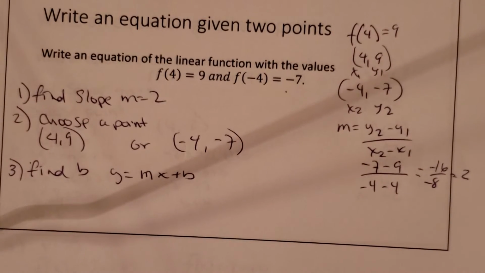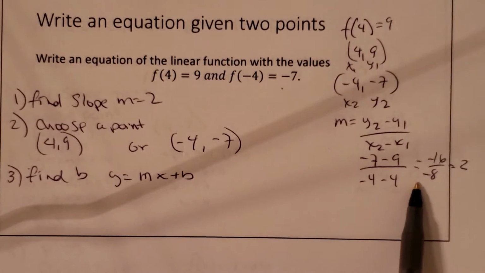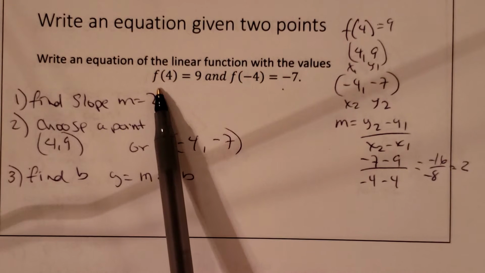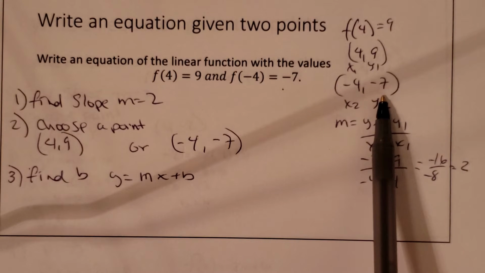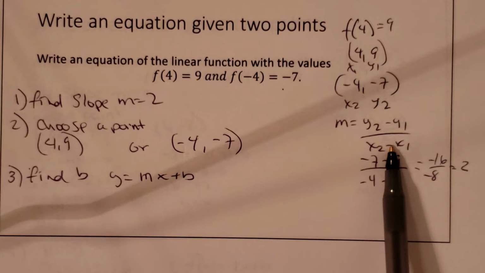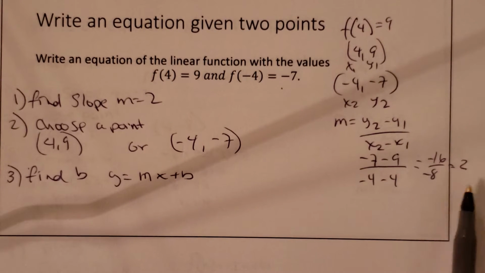Step is to find slope. So I know you guys can find slope, so I went ahead and found it. It was 2, because you just take your points, which you guys know is (4, 9) and (-4, 7), plug them into the formula y2 minus y1 over x2 minus x1, and come up with negative 2, or positive 2, sorry, because a negative divided by a negative is a positive.